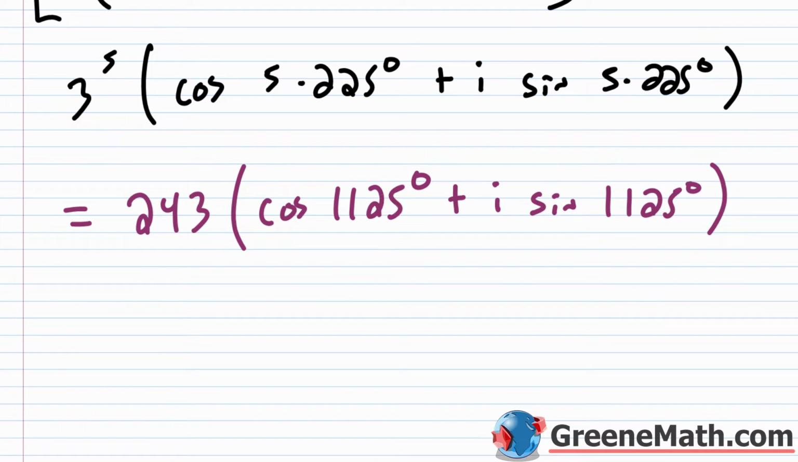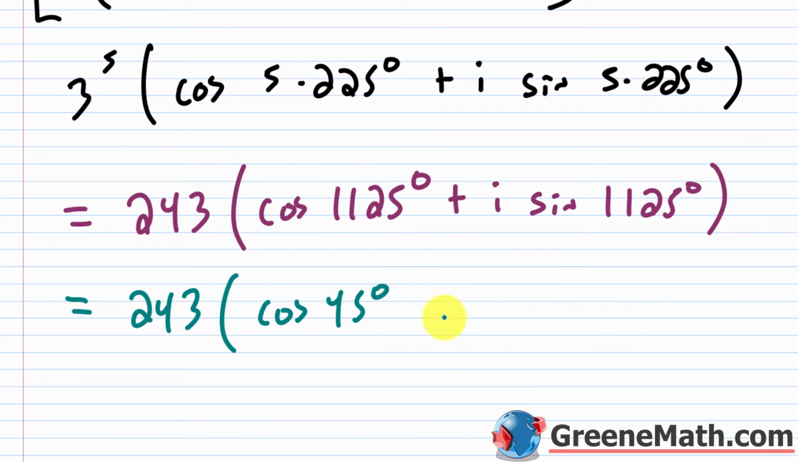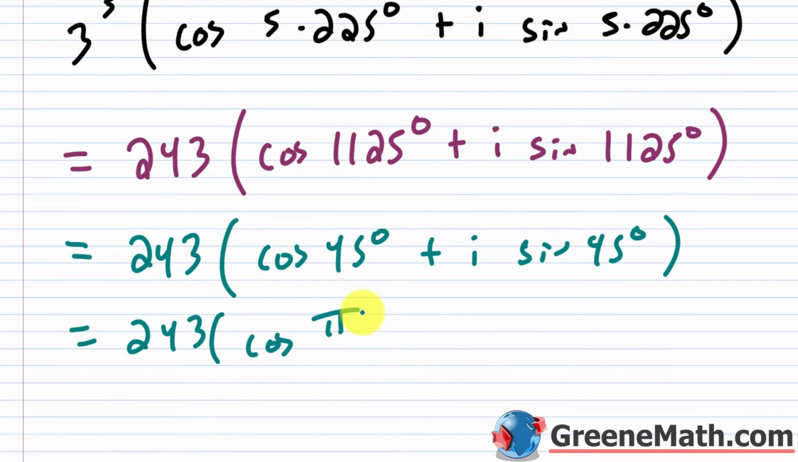Again, not required in most situations, but it's just something I'm comfortable with. So if you think about 360 degrees, again, you could multiply it by 2, that's 720 degrees. That's not quite enough. I would multiply this by 3, which would give me 1,080 degrees. And if I do 1,125 degrees minus 1,080 degrees, I'm going to get 45 degrees, or again, pi over 4 in terms of radians. So this would be 243 times the quantity cosine of 45 degrees plus I times the sine of 45 degrees. Or again, you could say this is 243 times the quantity, the cosine of pi over 4 plus I times the sine of pi over 4.